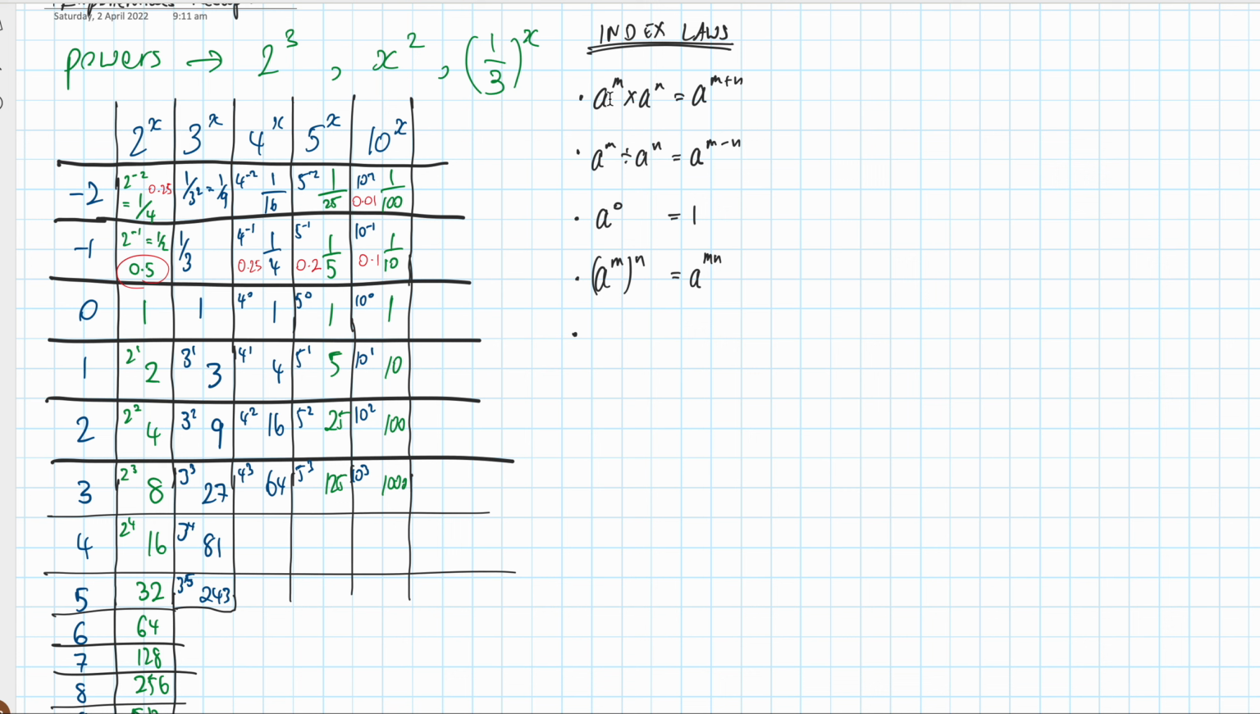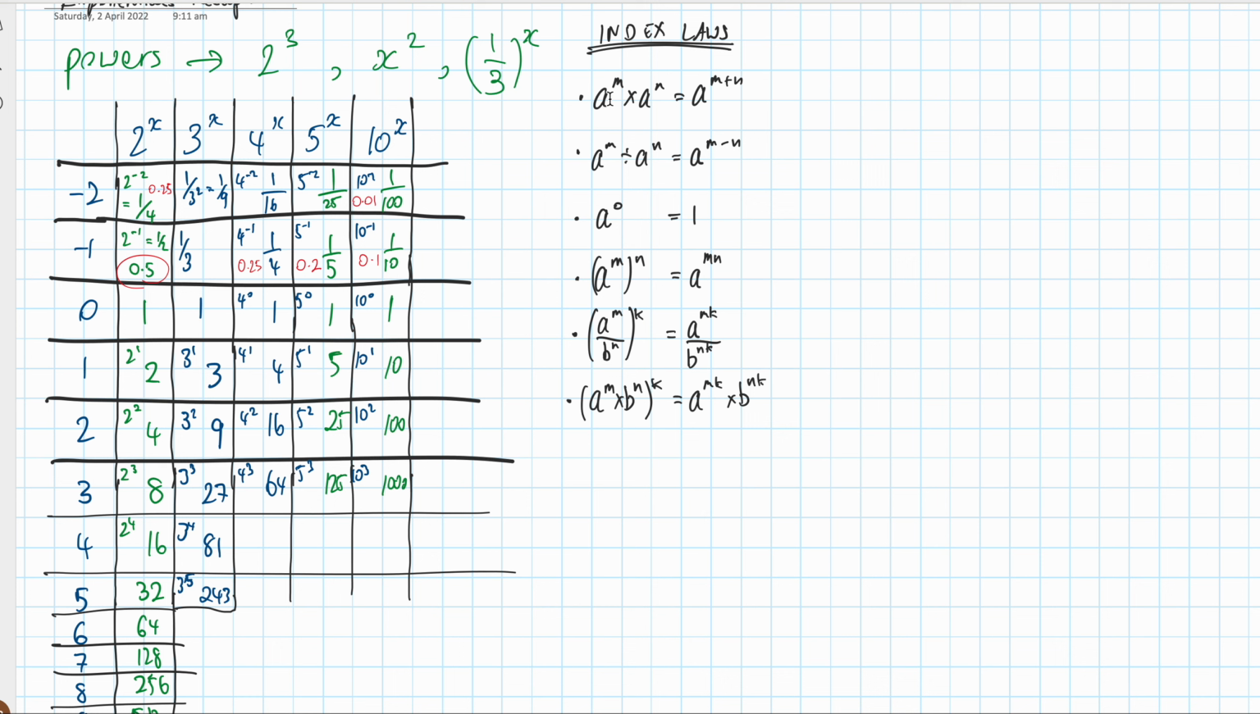Next one. Now this is just sort of extensions on that idea. a to the m over b to the n, all to the power of k, is equal to a to the power of mk, and that's just multiplied, b to the power of nk. Another extension of this same idea, a to the m times b to the n, all to the power of k, is equal to a to the power of mk times by b to the power of nk.